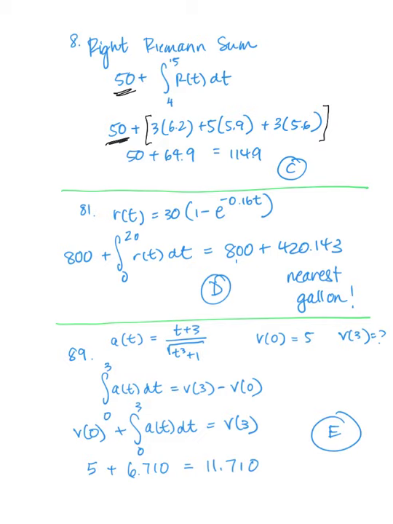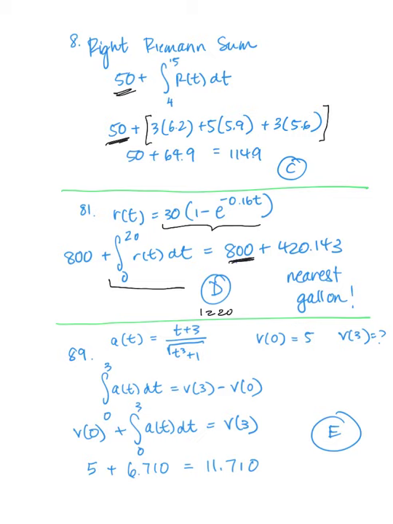All right, number 81, this is probably assuming you have a calculator. Again, you're trying to find, if the tank contains 800 gallons of water when the pump was turned on, how much water to the nearest gallon after 20 minutes. So again, we're going to integrate that R of t from 0 to 20. We know we start with 800. From 0 to 20 underneath this rate curve, that's 420.143. To the nearest gallon, that's going to be choice D, which is 1,220 gallons.